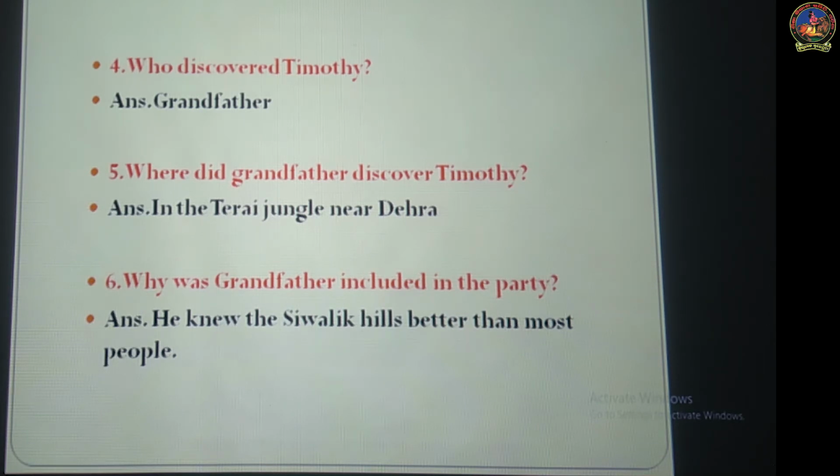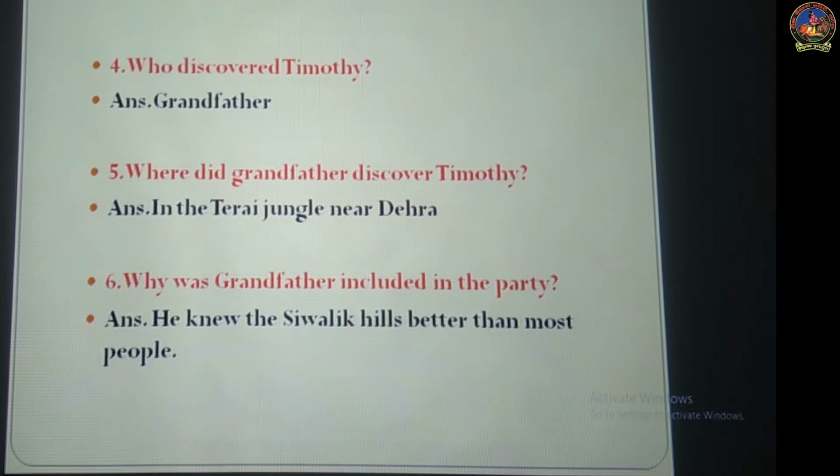As I have told you, Tarai jungle is in the Himalayan region. It is a lowland area. And Dehra is a small town in the state of Himachal Pradesh. So, where did grandfather discover Timothy? Grandfather discovered Timothy in the Tarai jungle near Dehra.